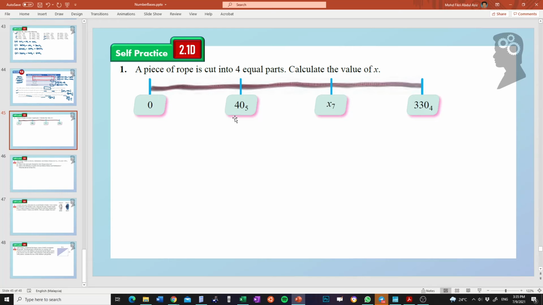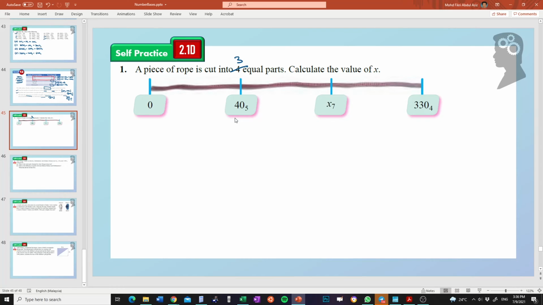Your show now. A piece of rope is cut into 4 equal parts. Baik. Soalan ni pun ada masalah ni. Ini bukan 4 equal parts ni, 3 equal parts. 3 tau. 3 equal parts, bukan 4 sebab dia ada 1 part, 2 part and 3 parts. Salah tu. Oh, buat ni. So 3 equal parts. Calculate the value of x.